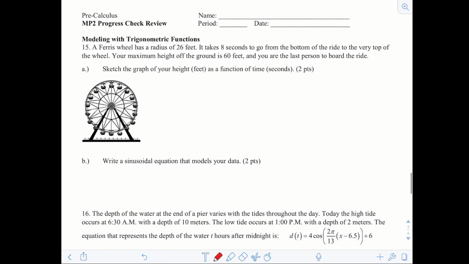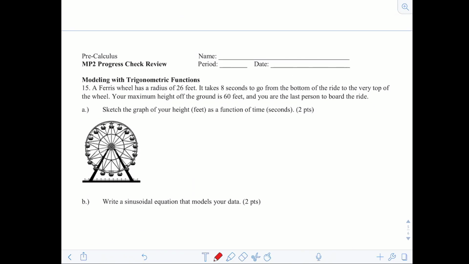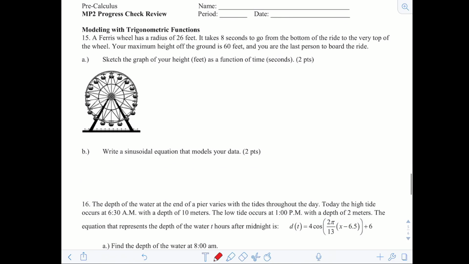Okay, ladies and gentlemen, welcome back to the review for the Pre-Calculus Marking Period 2 Progress Check. This will be the last one, dealing with the last word problem with the Ferris wheel and other things like that, the sinusoidal problems. So it says the Ferris wheel has a radius of 26 feet.